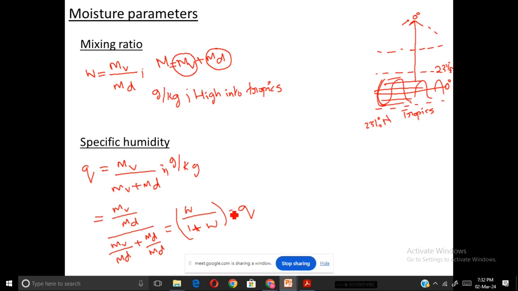The next one is specific humidity, which is the mass of water vapor present to the total mass of air, mv by mv plus md. That is also expressed in gram per kilogram. And in terms of the mixing ratio, if we want to express specific humidity, we get the equation Q is equal to W by 1 plus W, where W is the mixing ratio of the gas. So that is mixing ratio.